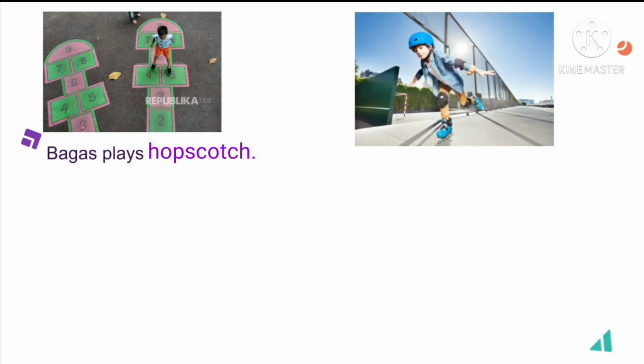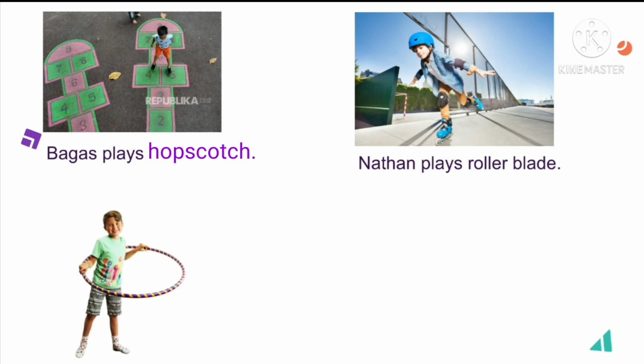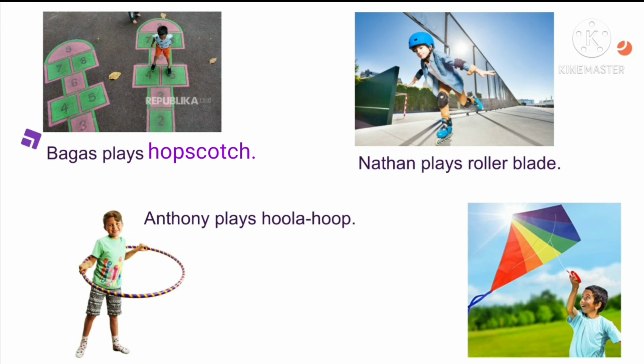Now let's take a look at this picture. This is Bagas. Bagas plays hopscotch. Yes. How about this one? This is Nathan. Nathan plays rollerblade. Well done. How about this one here? Anthony plays hula hoop. And this one here? Olive plays kite. Yes.